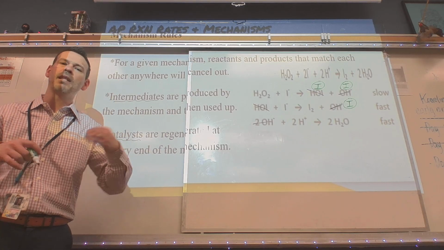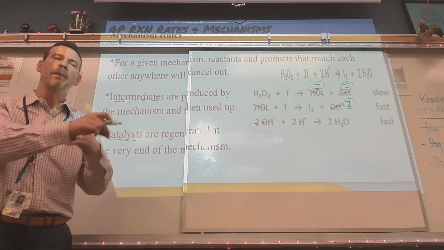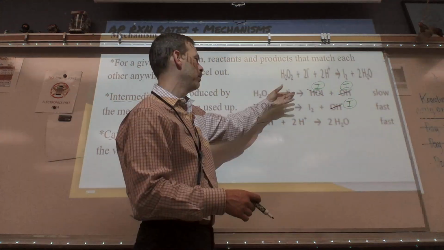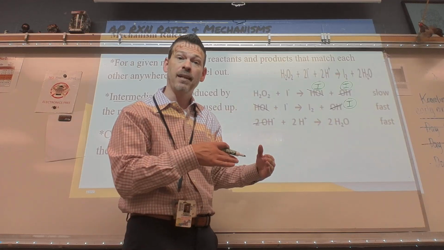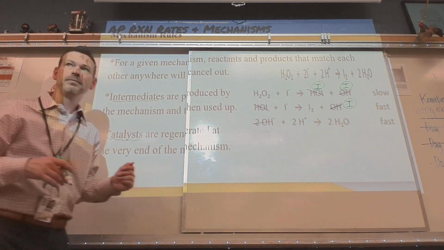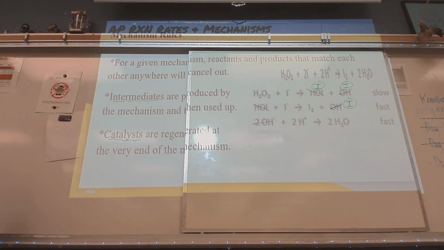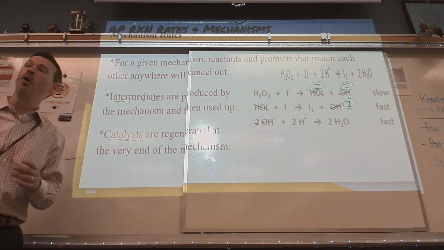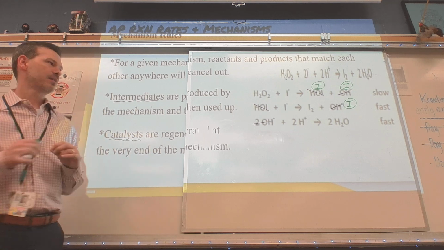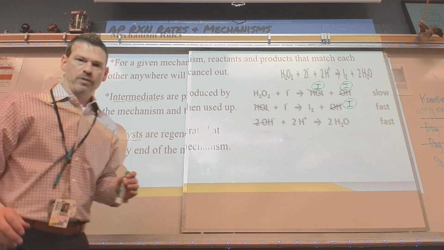Again, the intermediate is something that was formed during the reaction and used up before the end. I formed both of those things, but then they were gobbled up by other steps of the mechanism before we got to the end of it. Yes? Could there be a reaction? No, there will always be at least one intermediate, but there does not have to be a catalyst. Good question.